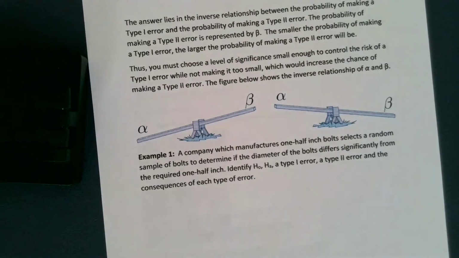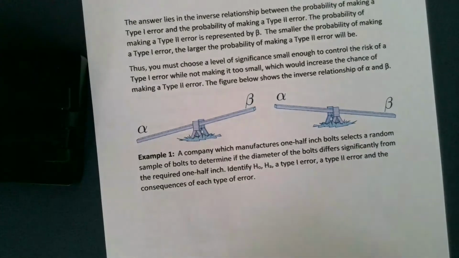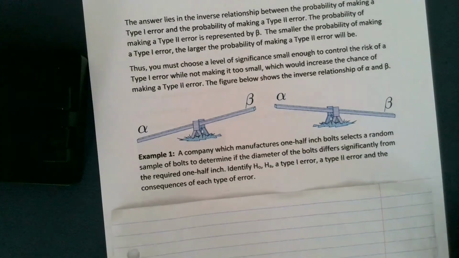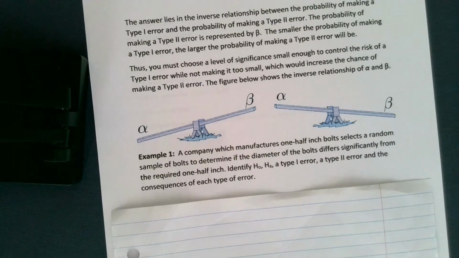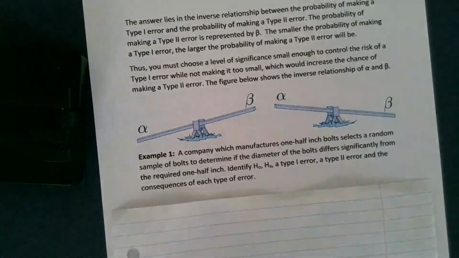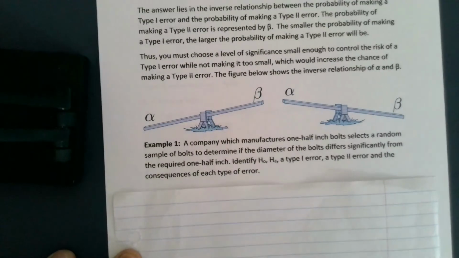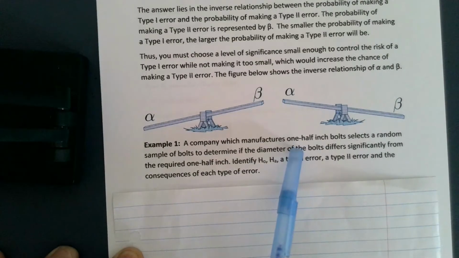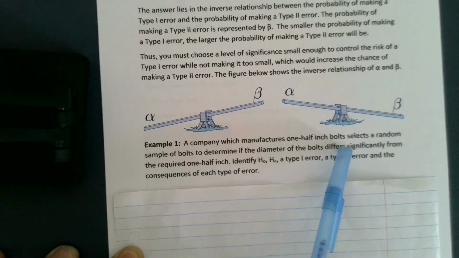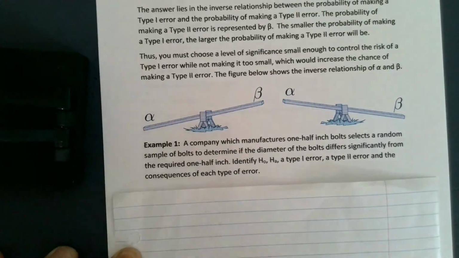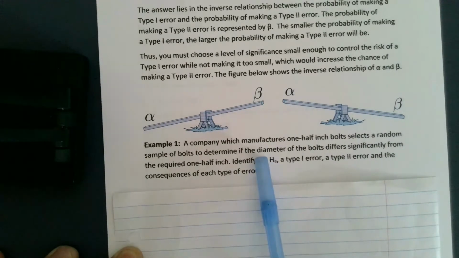So let's look at this example I have here, which will demonstrate what's the best level to select for alpha. So in this problem we have a hypothesis test, kind of a quality control test for bolts. The specifications call for that the bolts are supposed to be 1/2 inch diameter bolts. So we're doing a quality control hypothesis test here to see if the bolts differ significantly from the requirements.